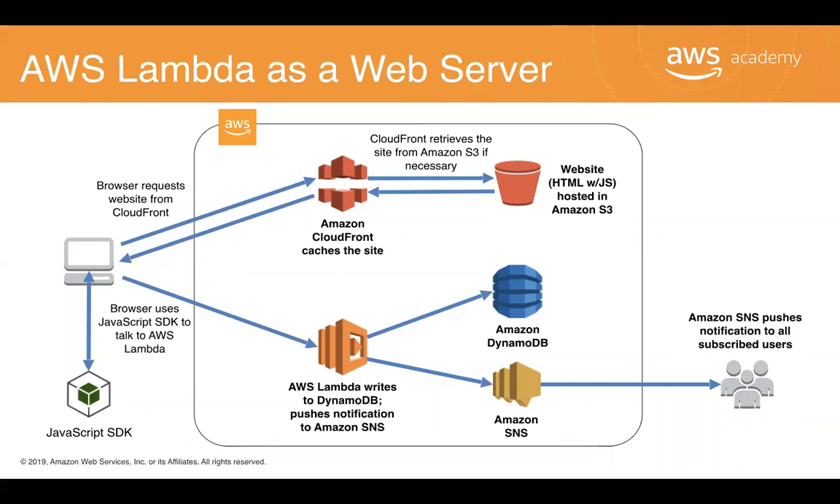Postman is a popular SDK for this as well. And from there, Lambda can then write to Amazon DynamoDB or send notifications via SNS that can also be pushed out to subscribers.